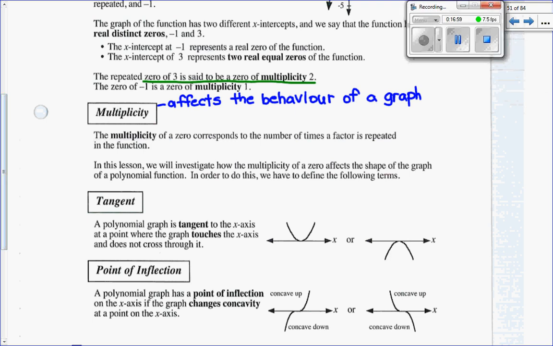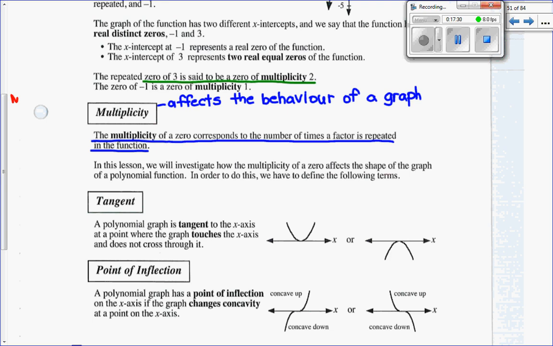Okay, and this statement here is very important. The multiplicity of a zero corresponds to the number of times a factor is repeated in the function. Underline or highlight that sentence. Okay, so we're going to take a few notes. You don't have a whole lot of space in this spot, so maybe we'll take a little bit in the left margin and a little bit in the right margin.